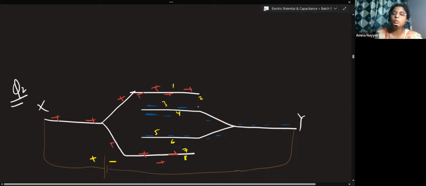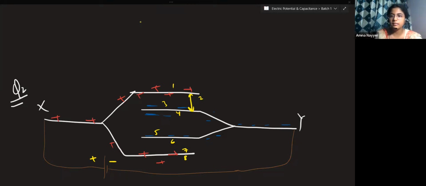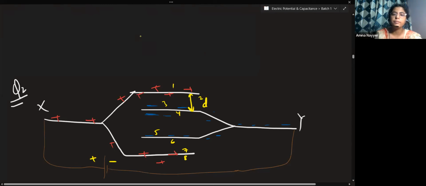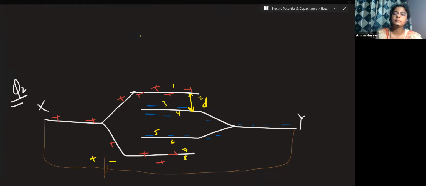Look at plates number 2 and 3. Do you think they are forming a capacitor? Yes or no? Yes, this is a capacitor. Positive plate, negative plate. Yes, it is a capacitor. Let's say the separation is D. What about 4 and 5? 4 and 5 do not form one. Reason? Both are negatively charged. So how can you have a capacitor here?